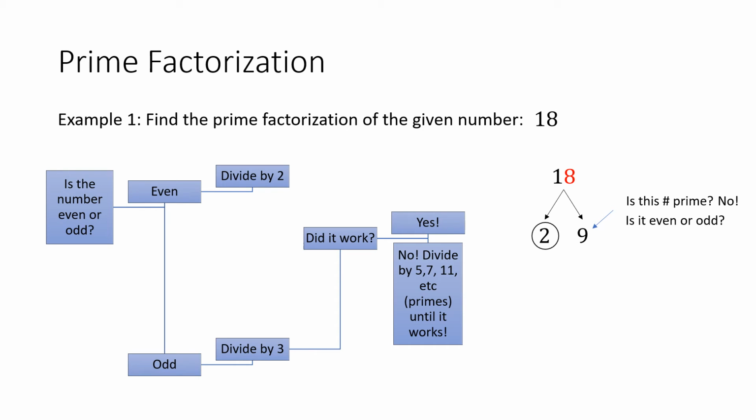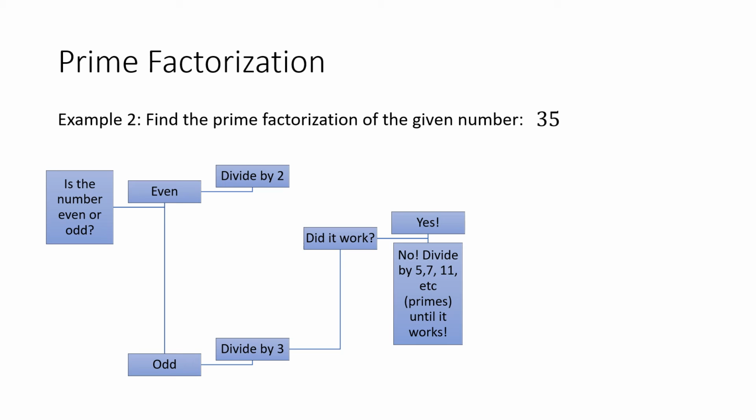So is 9 even or is it odd? Well, 9 itself is odd, and so we are going to try to divide by 3. When we divide by 3, it actually works. And so 9 is 3 times 3, so that's how we represent it there. And then same process, we want to ask, is 3 prime? It is. And so we're actually done with our prime factorization. To write that out, 18 is going to be equal to 2 times 3 times 3.